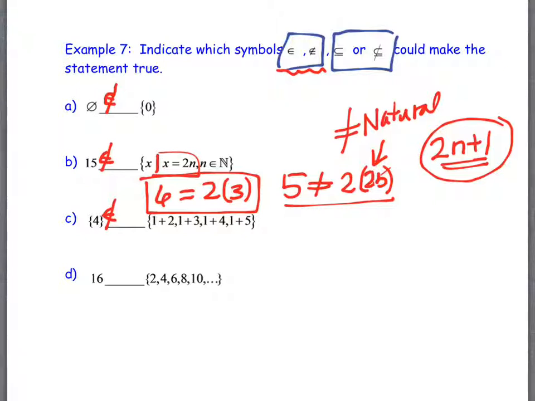Okay, part D. I've got the number 16 on the left. I've got a listing method with the dot, dot, dot on the right. What do you think? Yay, we finally have one that worked. What's on the right is actually a way of describing part B, isn't it? It's a way of describing what's in part B, but in a listing method instead of that set notation method. And 16 works finally because I actually have an even number. Okay, so Kinsey, you're chomping at the bit to get to the other one.